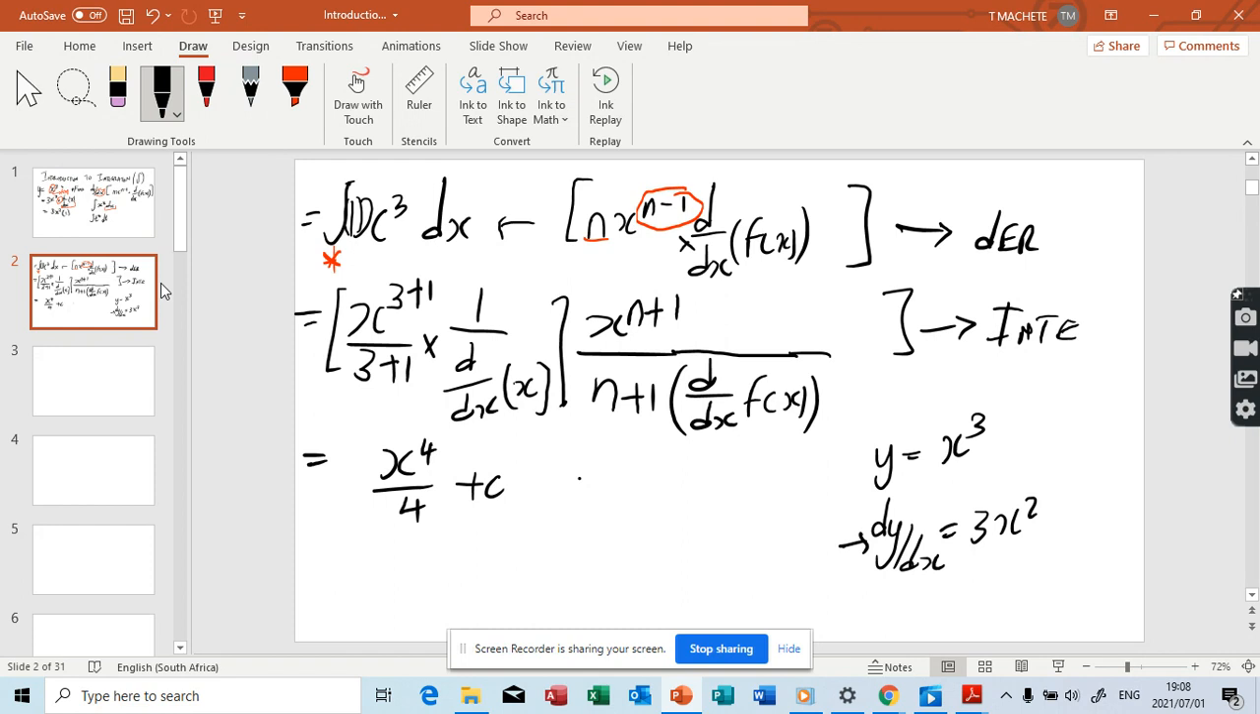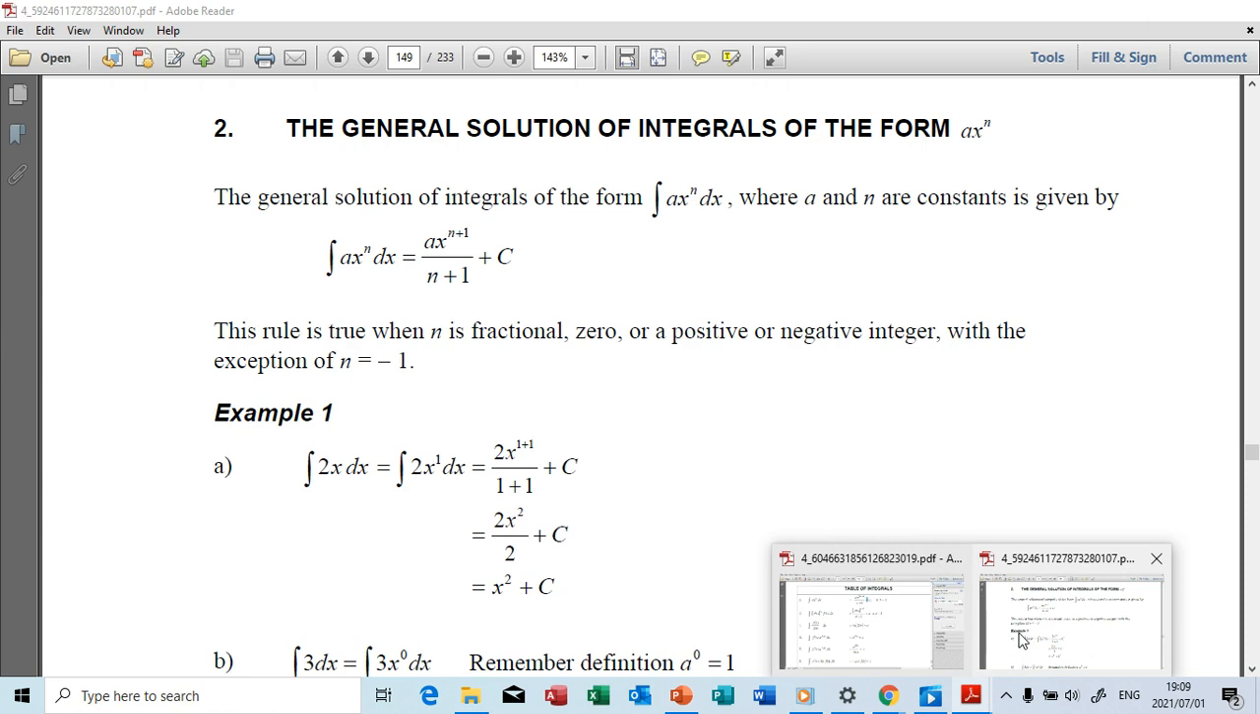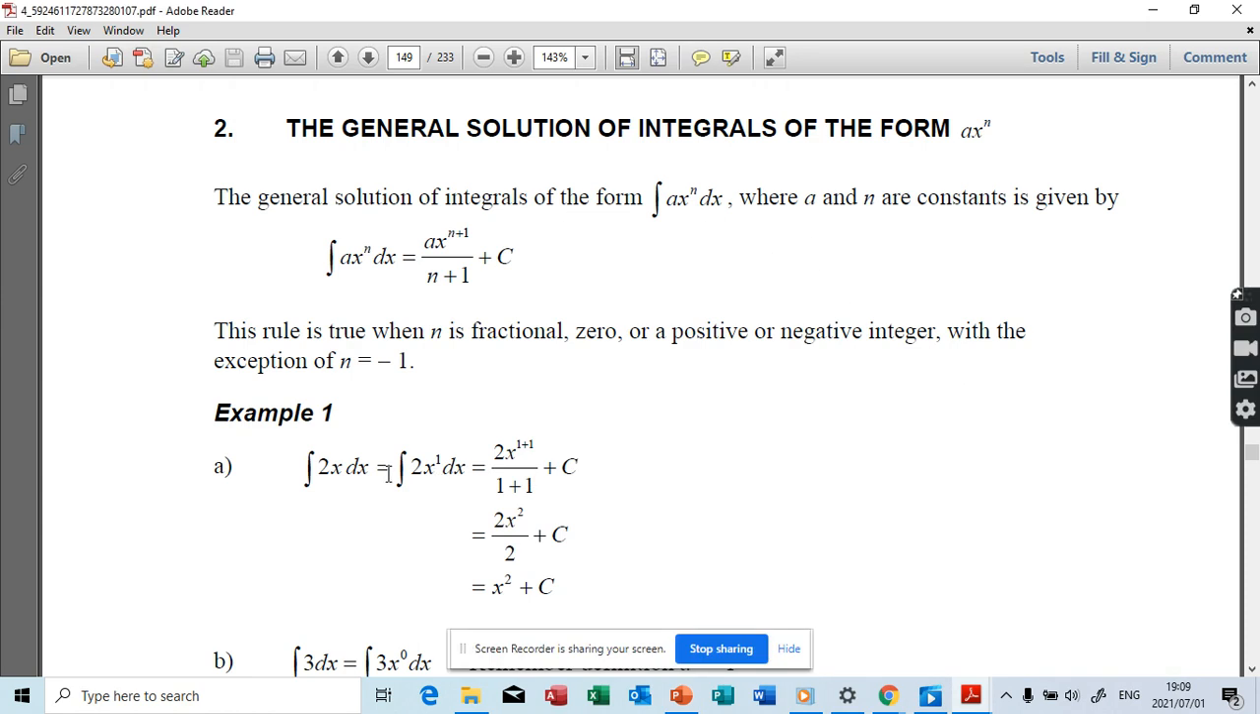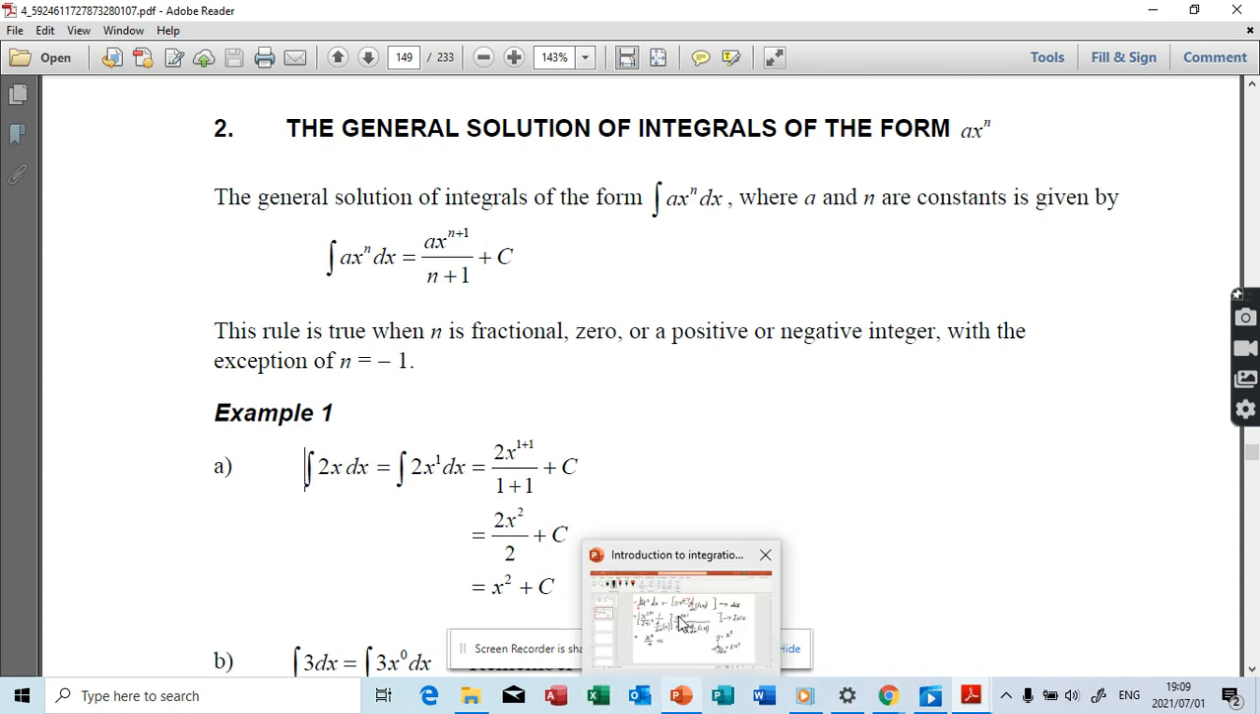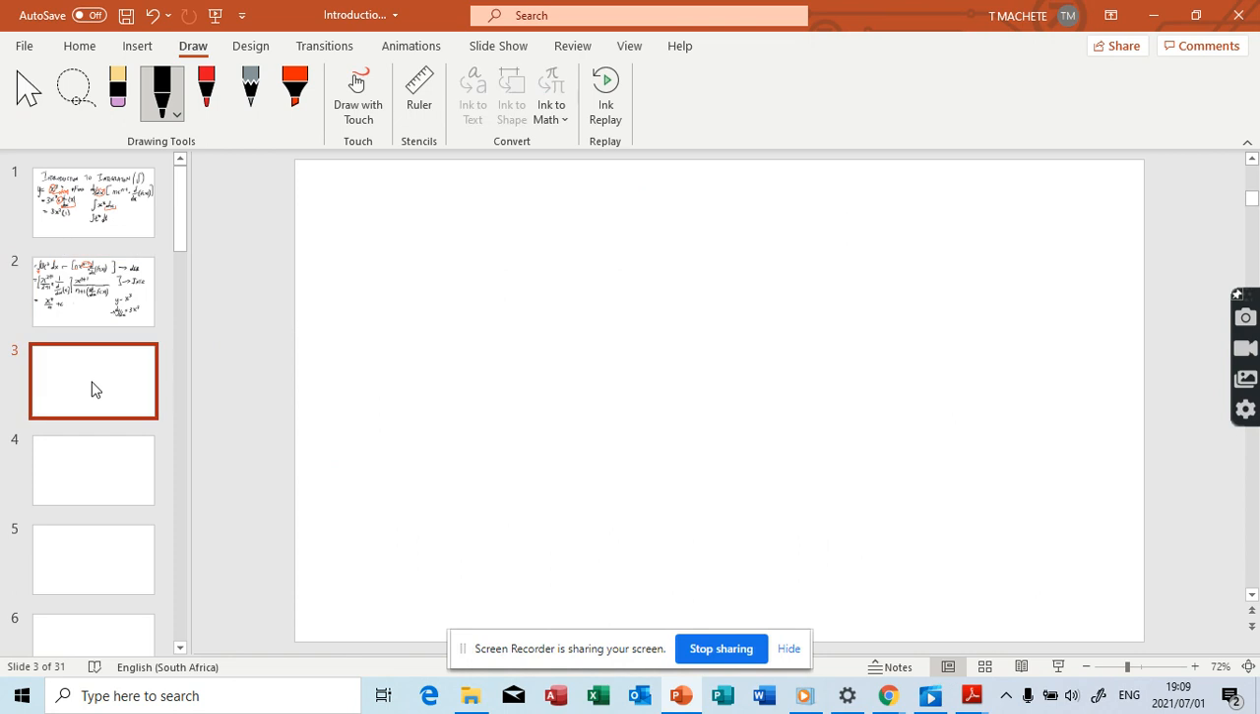Yes. The moment you get a question, let's do this one. Let me just show you from your study guide. Do you see this question, integration of 2x? Let's just go there. They are saying they want integration of 2x. If they say find integration of 2x, you have to write dx there.